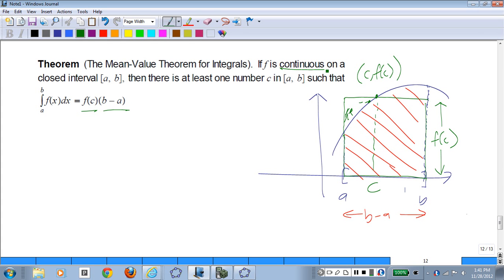If the function's not continuous, what can happen is this. Maybe the graph does that and maybe picks up right there, and there's no particular value where we can evaluate the function and say, let's multiply that function value by the length of the interval, and that will give us the value of the integral. So because it's continuous, it makes it happen.